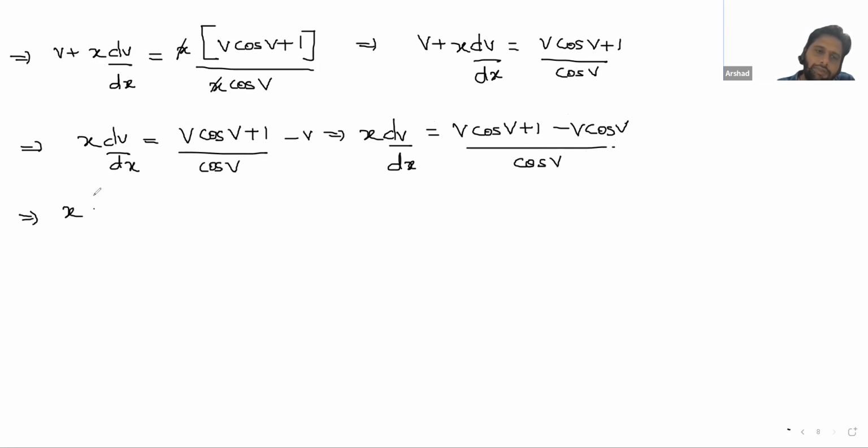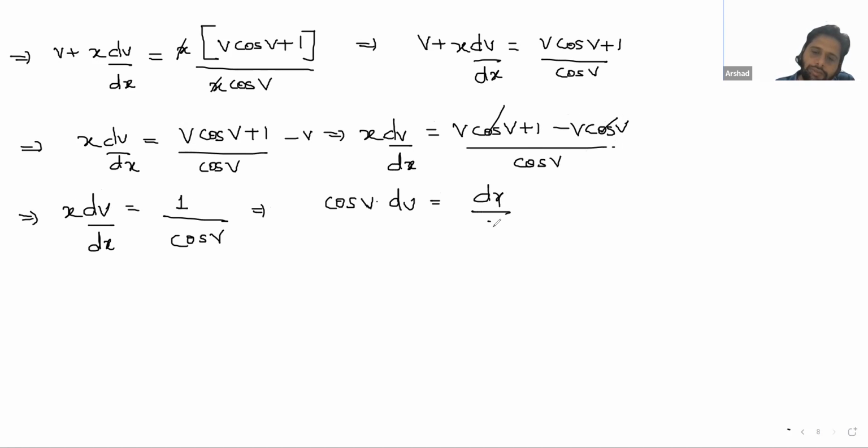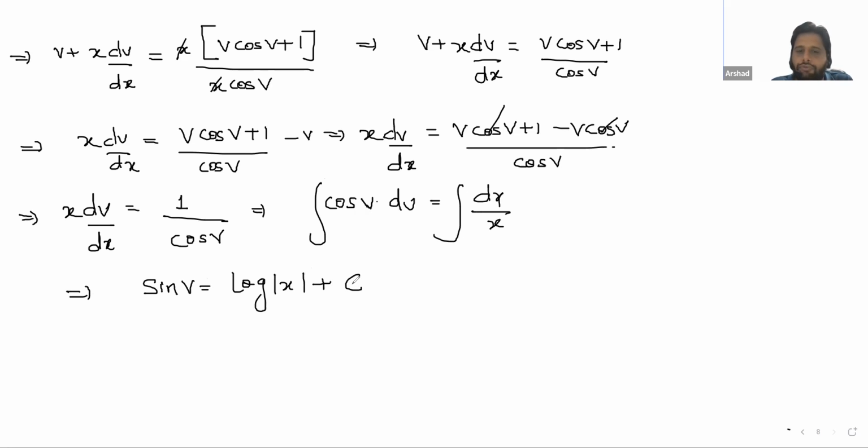So here we will get x dv by dx is equal to v cos v, and this will get cancelled out. So we get a 1 by cos v. Now you know how you will solve. This is v, this is dv. So shift this cos here, we'll get cos v dv. And on the right side, what you will get, dx by x. Now integrate it. Seth, what is the integral of cos v? Sine v. Very, very good. Sine v. And this you already know, log mod x plus c. So this is our final answer.